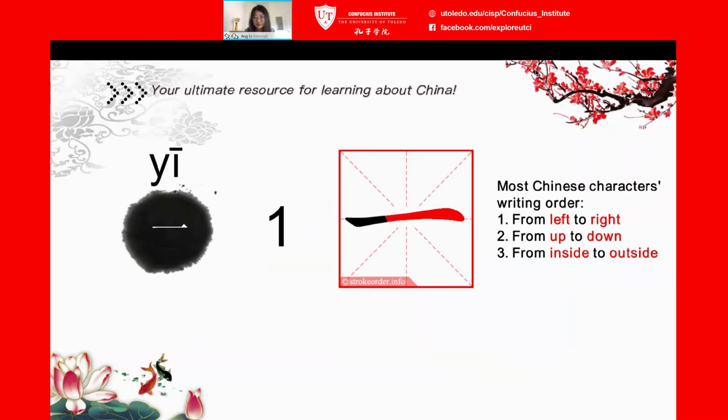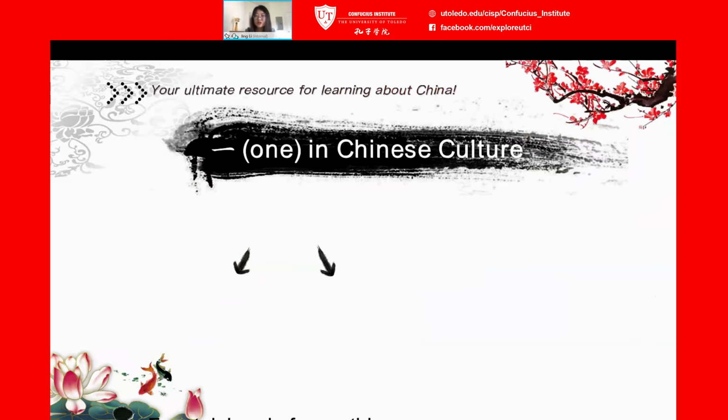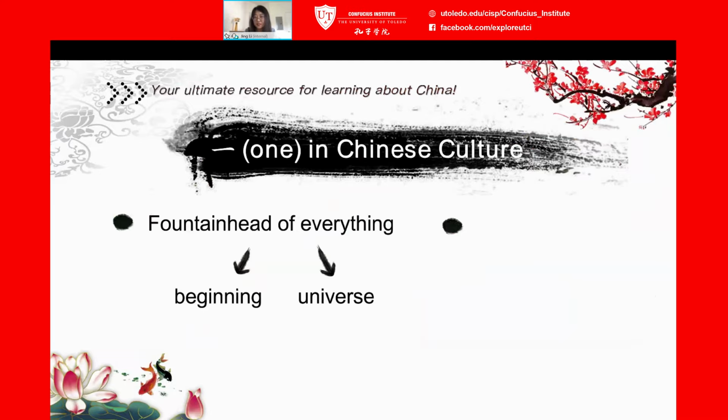In ancient China, people used a horizontal rod to show number one. It's easy to understand, right? In Chinese culture, people think number one, yi, is the head of everything. It means beginning and universe. Nowadays, in Western culture it seems to mean winner.